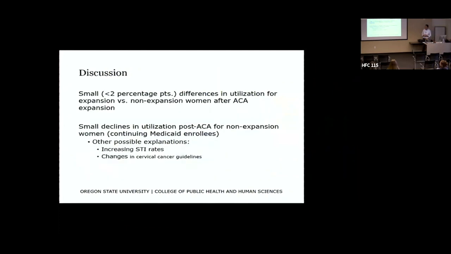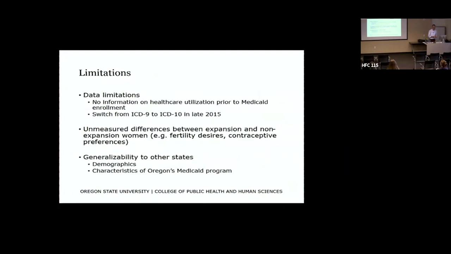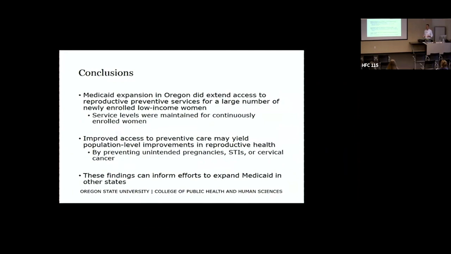So in terms of the good news, bad news story, there were some small differences in utilization. The good news is women who gained coverage after expansion got services at similar rates to women who had coverage before. There was a small but probably not clinically significant decline for the non-expansion women. And there are potentially some other things going on, some other time trends like changes in cervical cancer guidelines or increasing STI rates that are not related to ACA expansion. So there are some data limitations, especially since we didn't have other data outside Medicaid, but basically Medicaid expansion did seem to improve access to services and not significantly reduce access for people who otherwise were covered.